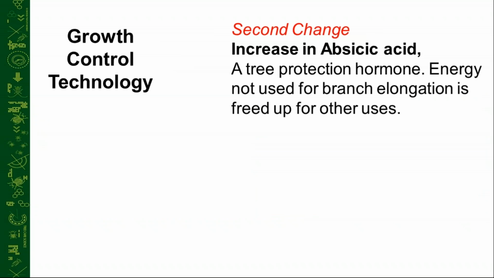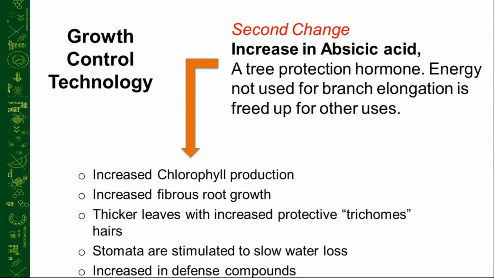The second change is, as I mentioned earlier, an increase in abscisic acid. A lot of people think of this as the tree protection or stress hormone. Energy that's not used for branch elongation is freed up for other uses within the plant. So we see an increase in chlorophyll production, an increase in fibrous root development, thicker leaves with more protective trichomes, or leaf hairs, and stomata are stimulated to slow water loss much more rapidly than they would if untreated, and an increase in defense compounds like phenols and polyphenols.